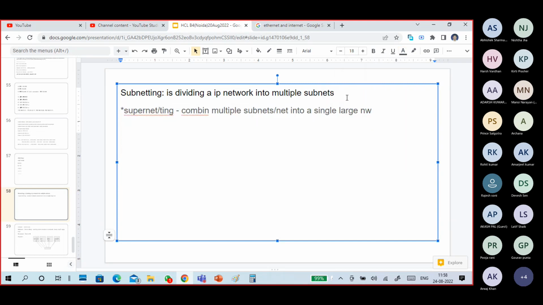Not a white color. So gray is okay, but this is important. Subnetting is dividing an IP network into multiple networks. So what is the purpose? The purpose is to save and better utilize public IP addresses.